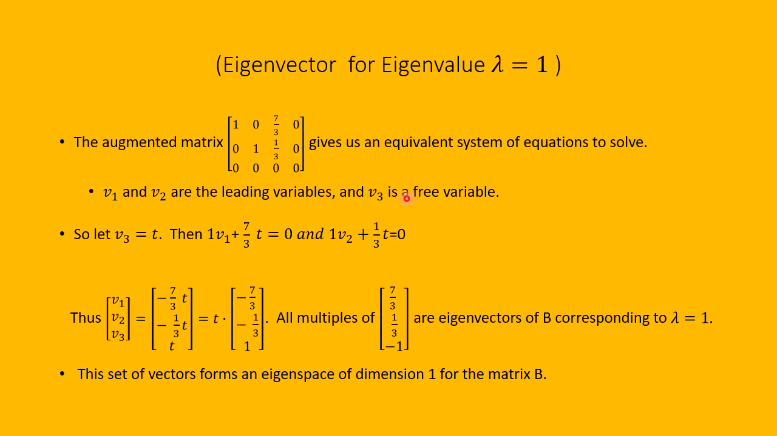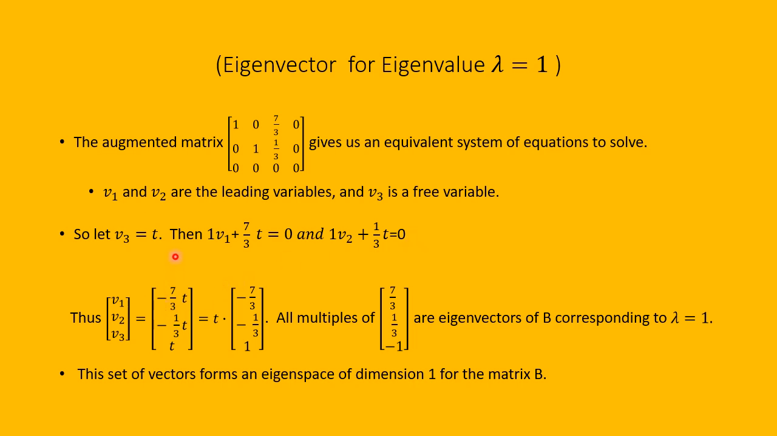So that's what we have here. V3 is a free variable. So let's introduce a parameter. Let's let V3 equal t. Then this first equation gives us V1 plus 7/3 t equals 0. And looking at the second equation, V2 plus 1/3 t equals 0.